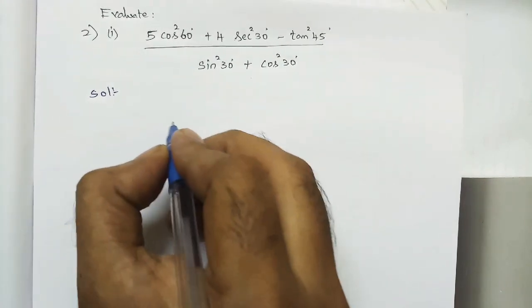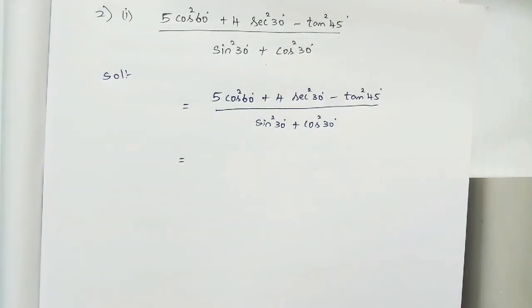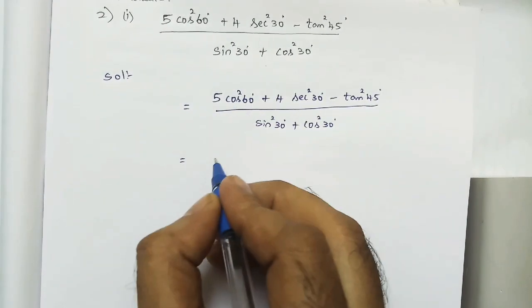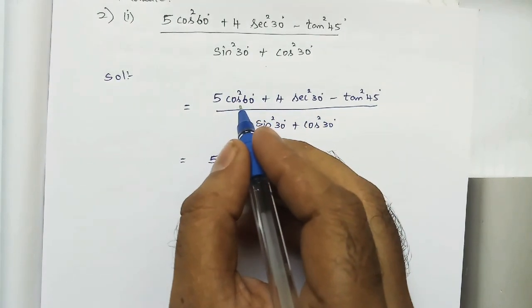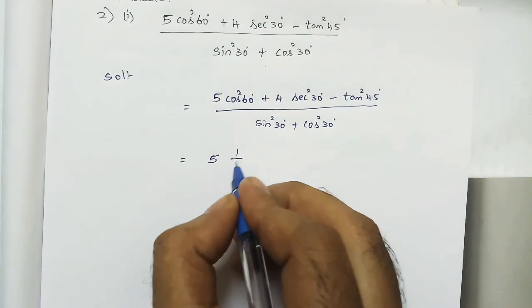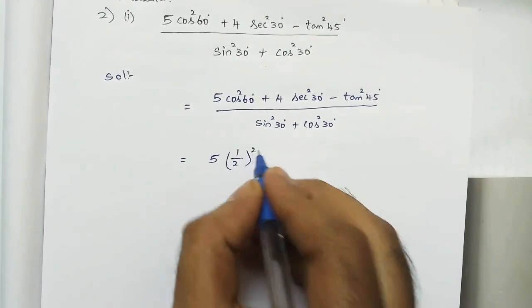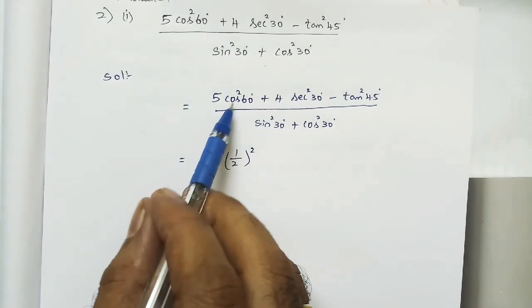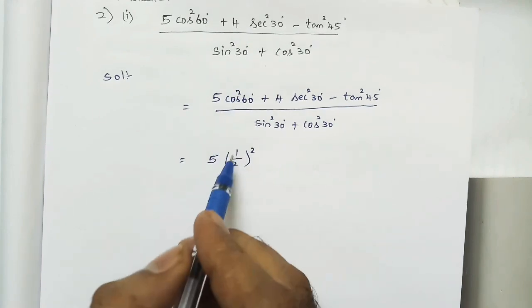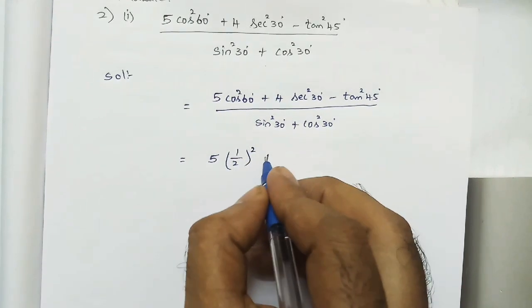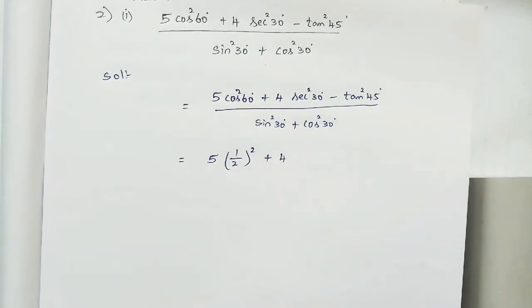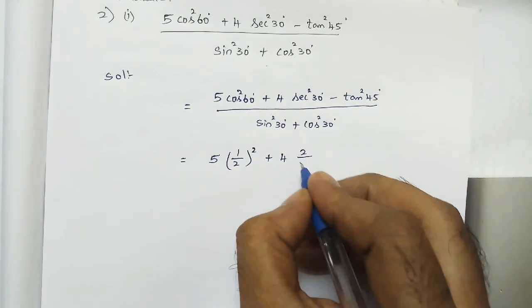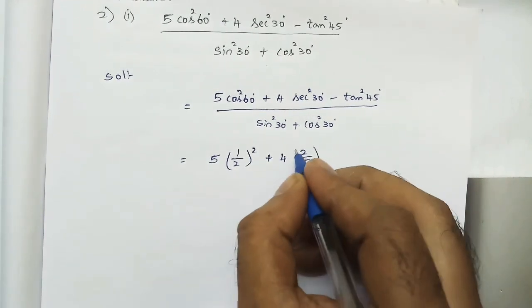So first we will solve it. Substitute the values: 5 into cos 60. What is the value of cos 60? 1 by 2. So 1 by 2 the whole square, that is cos square 60 degree, plus 4 into sec square 30 degree. What is the value of sec 30? 2 by root 3. So 2 divided by root 3 the whole square.